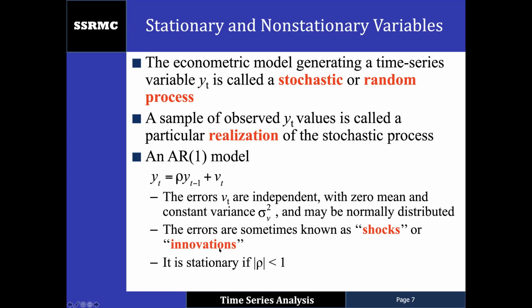The most important attribute of this AR1 process is rho, the coefficient of yt minus 1. It is quite important for us to decide whether the time series is stationary or not. So if the absolute value of rho is less than 1, this process is stationary or stable. Otherwise, it's not stationary, it can be explosive.